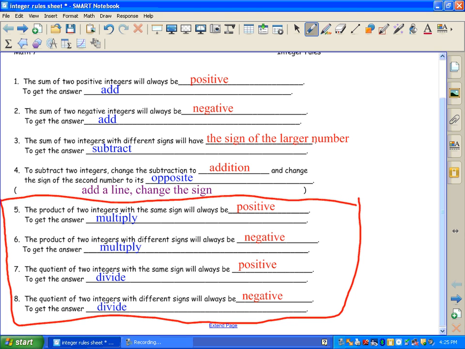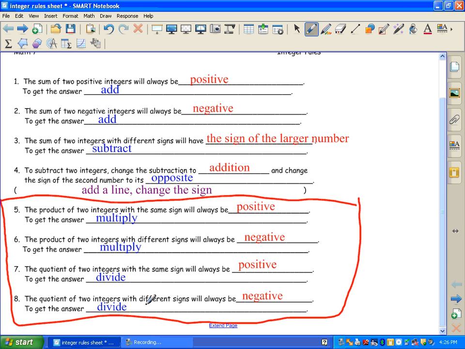If I'm multiplying and the integers have the same sign, then my answer is going to be positive. All I do is multiply. If I'm multiplying and they have different signs, then it's going to be negative. And all I have to do is multiply. If I'm dividing and they have the same sign, it's going to be positive, and I just divide. If I'm dividing and they have different signs, then it's going to be a negative. And again, I just divide.